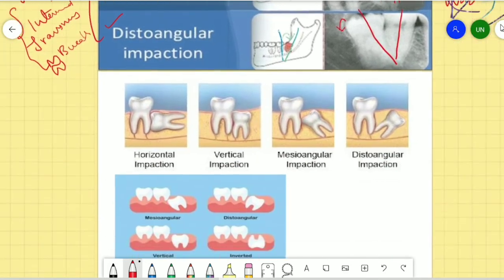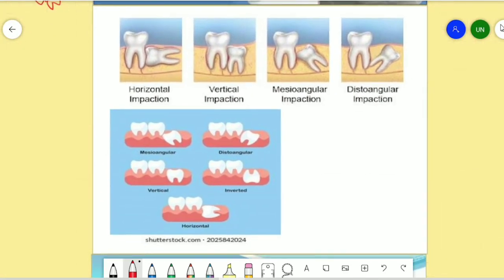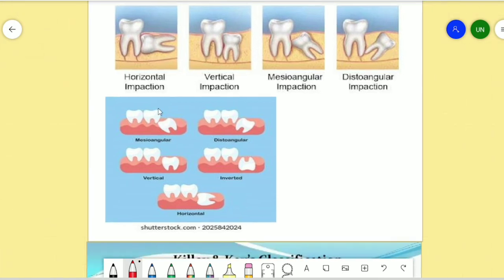And now moving towards the other pictures, we show you clearly. So this first picture shows the horizontal impaction, the severe mesial tilt of the mandibular third molar leading to a perpendicular angulation of the long axis of the two teeth. This is nothing but the horizontal impaction. And this is the vertical impaction where both the teeth long axes are parallel to each other, and this obstruction is due to either the soft tissue or the bony part.